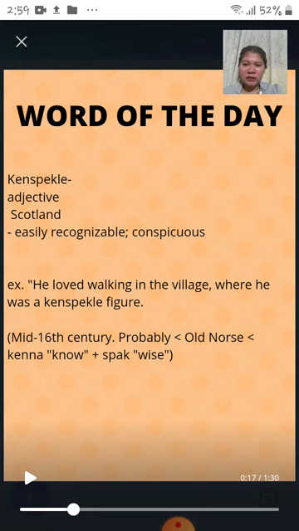Before we proceed to our main topic, let us have our word of the day. Our word for today is the word kenspeckle. Kenspeckle. It is an adjective which originated from Scotland. It means easily recognizable or conspicuous. Example, he loved walking in the village, where he was a kenspeckle figure. It originated in mid-16th century, probably Old Norse, kenna, which means know, and spak, which means wise.